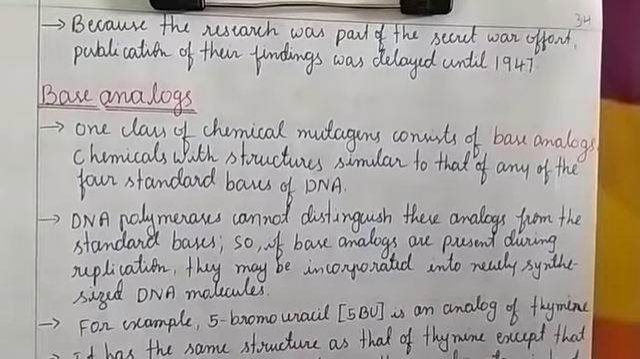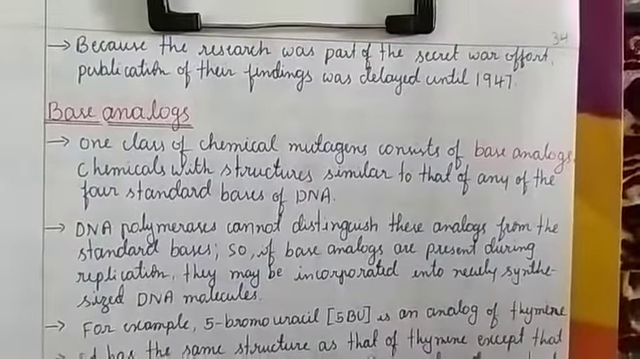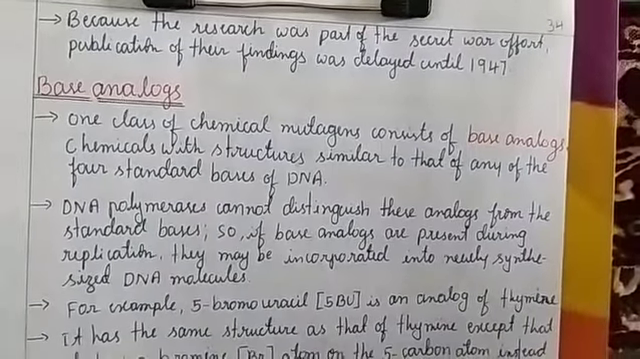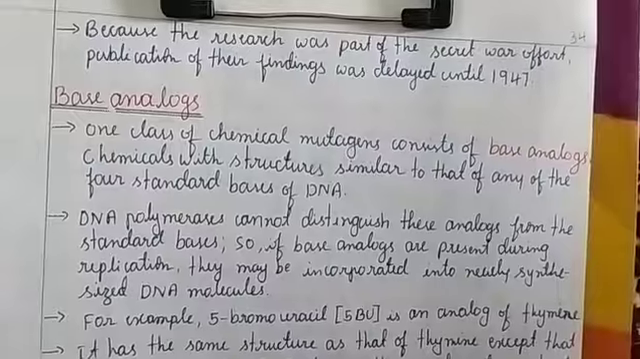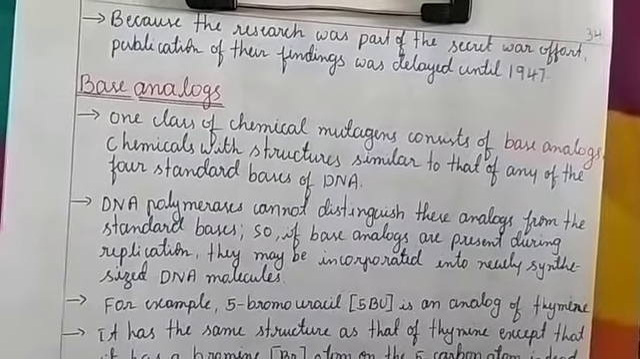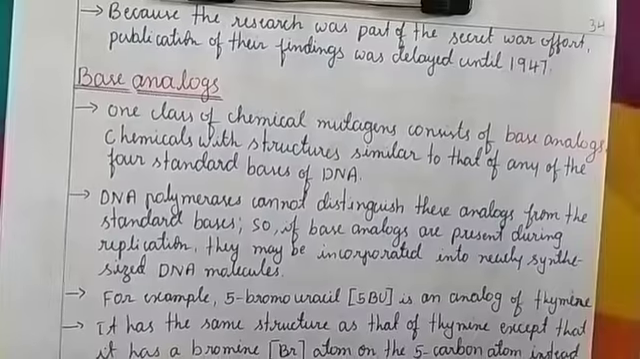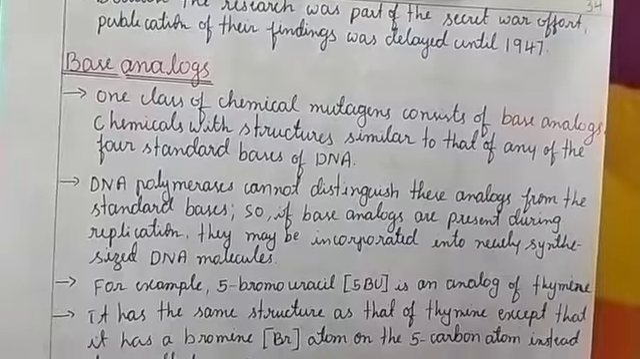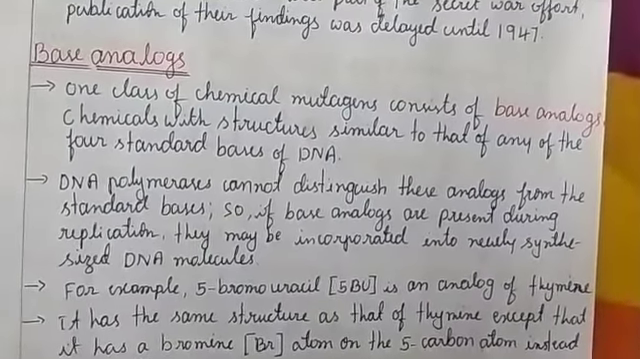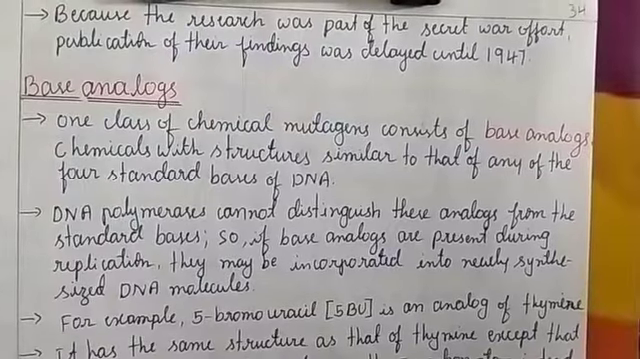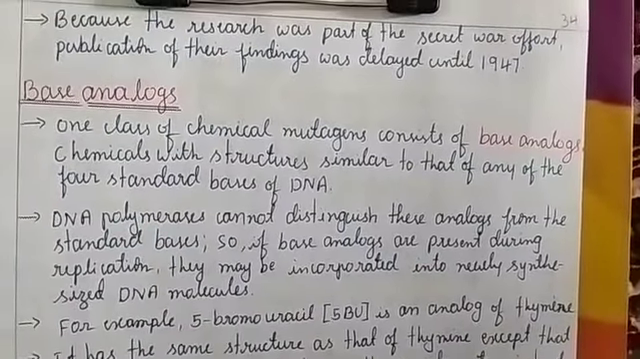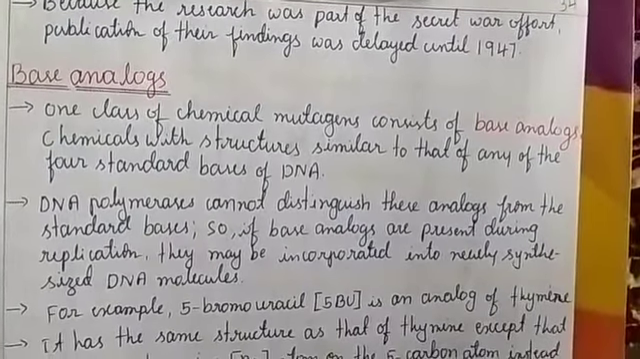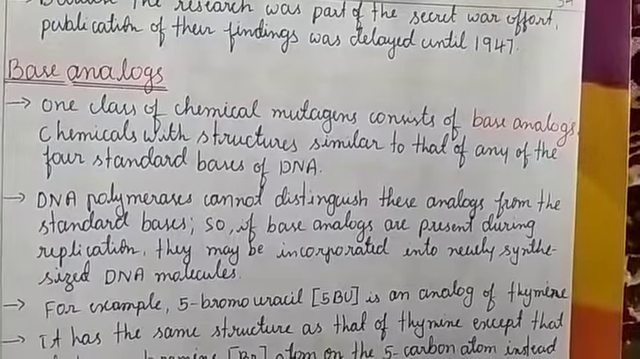Let us see what kinds of chemicals cause damage to the DNA. The first one is the base analogues. You all know what an analog is. An analog is a copy of an original molecule which almost looks like the original molecule, but it is not the original molecule. One class of chemical mutagens consists of base analogues, chemicals with structures similar to that of any of the four standard bases of DNA.